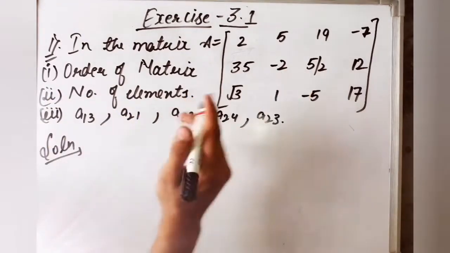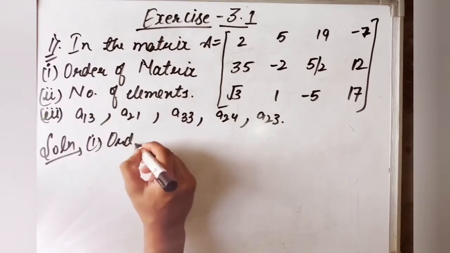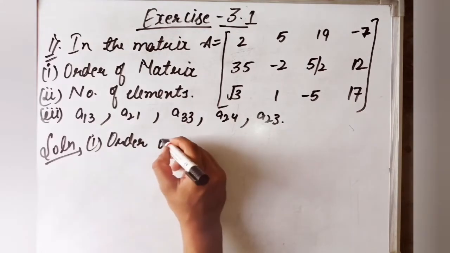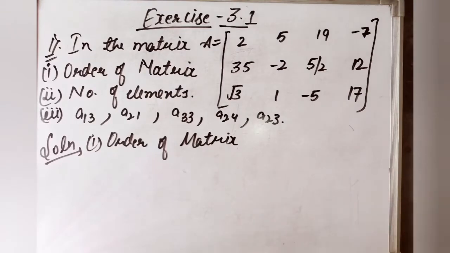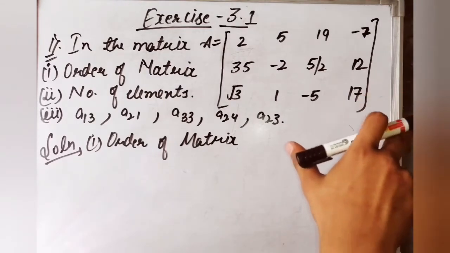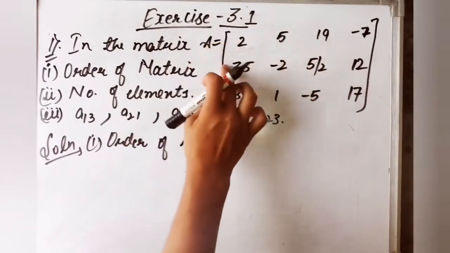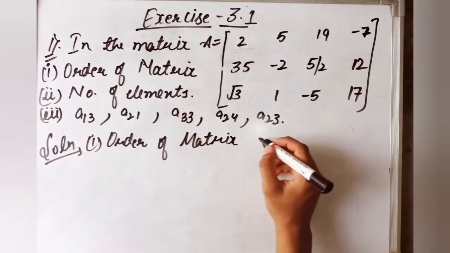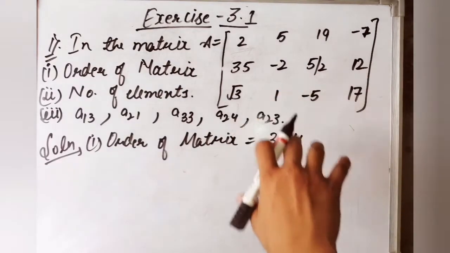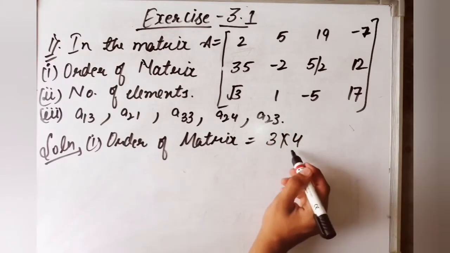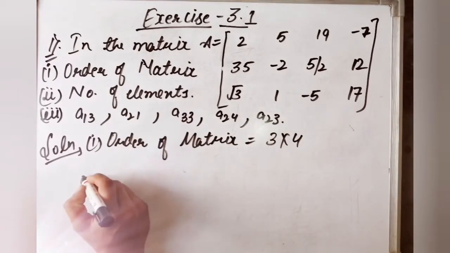So what is the order of the matrix? Our very first part is the order of the matrix. Let's see how many rows and how many columns are present in this matrix. There are a total of 3 rows, 1 2 3, and 4 columns. So the order of the matrix is 3 cross 4, because the number of rows is 3 and the number of columns is 4.